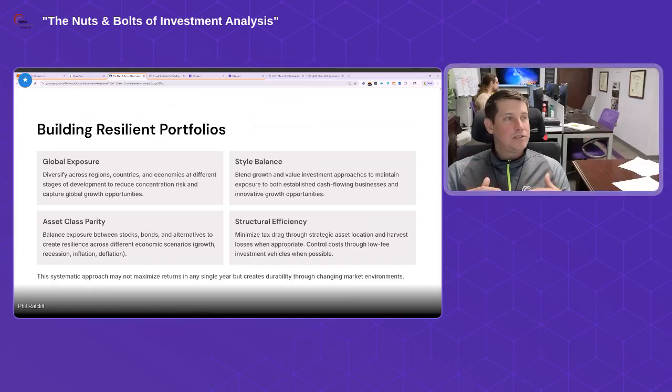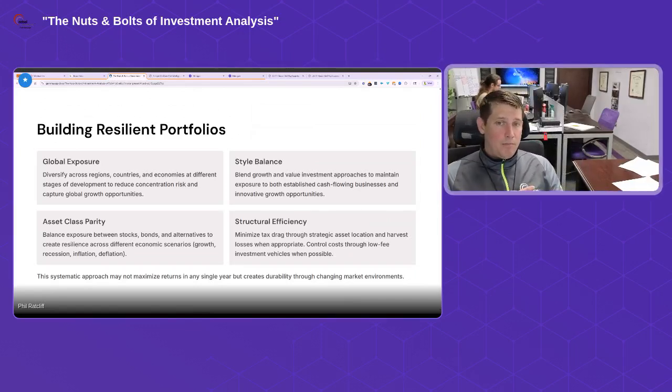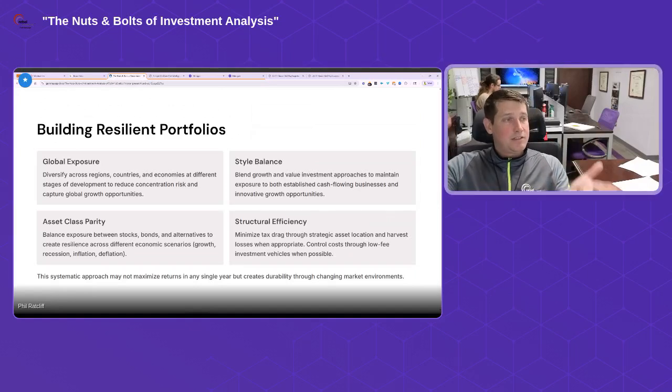So style balance, you want to have some of both. Like I said, over the long term, when we look at longer term periods of time, value has tended to beat growth. However, if we look at the last 10 to 15 years, growth has just kind of stomped value, by almost 5% per year. And so it's a significant difference. But you can see that it's good to hedge your bets.